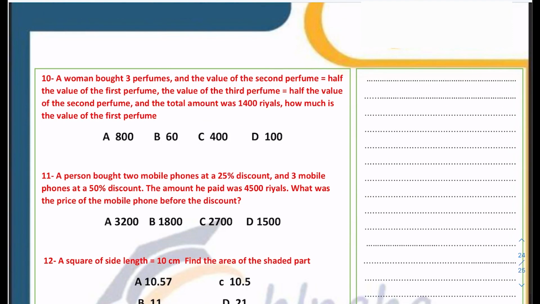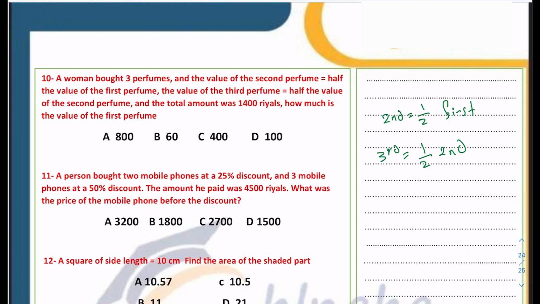Next question. Question number 10. A woman put 3 perfumes. The value of the second perfume is half the first. The second equals half the first. And the third is half the second. And the total amount is 1,400 riyals. How much is the value of the first perfume?